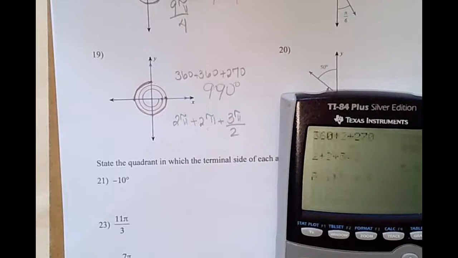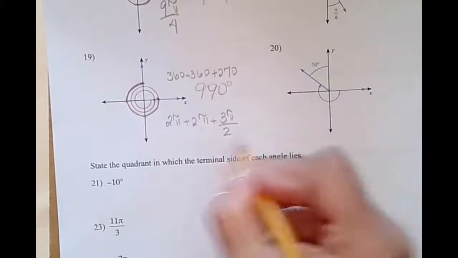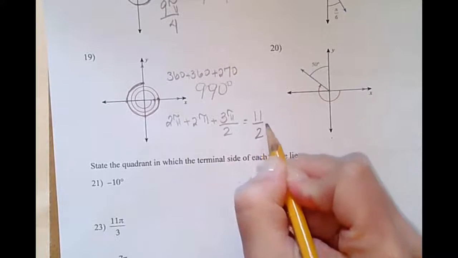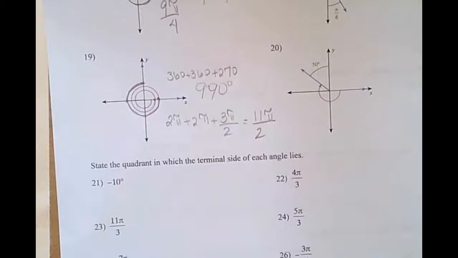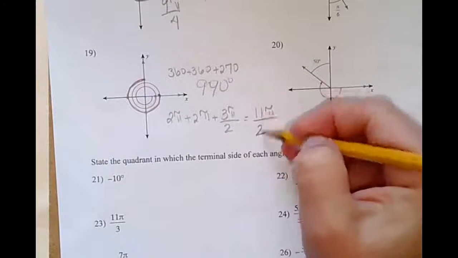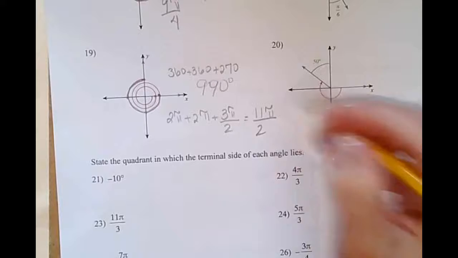May as well do this right now. You can see that it's 11 halves. 11 pi over 2. I always say 11 pi over 2, even though I'm kind of thinking of it as 11 halves. Okay, let's move on.